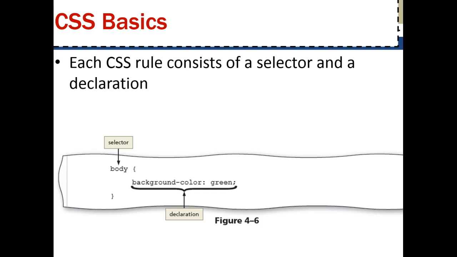Each CSS rule consists of a selector and a declaration. The selector, for example, could be body, it could be P, and then you have your declaration, which would be the style that you want to specify.